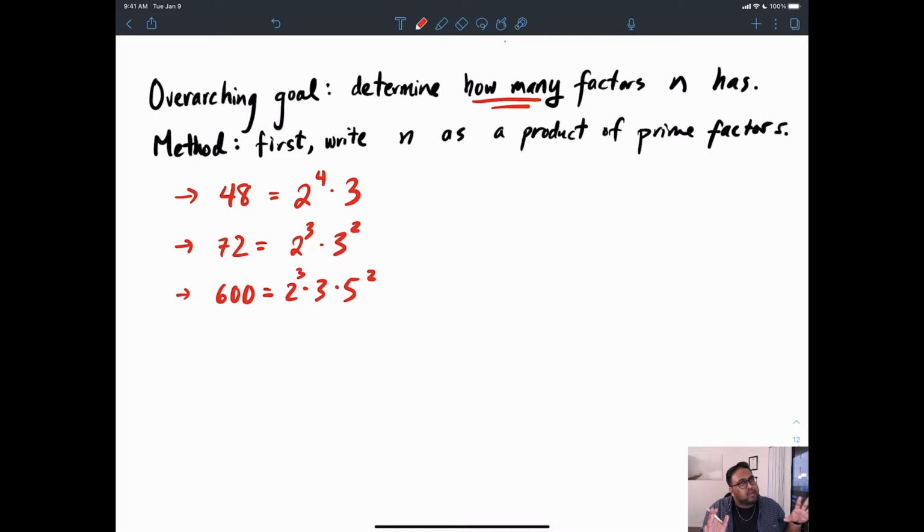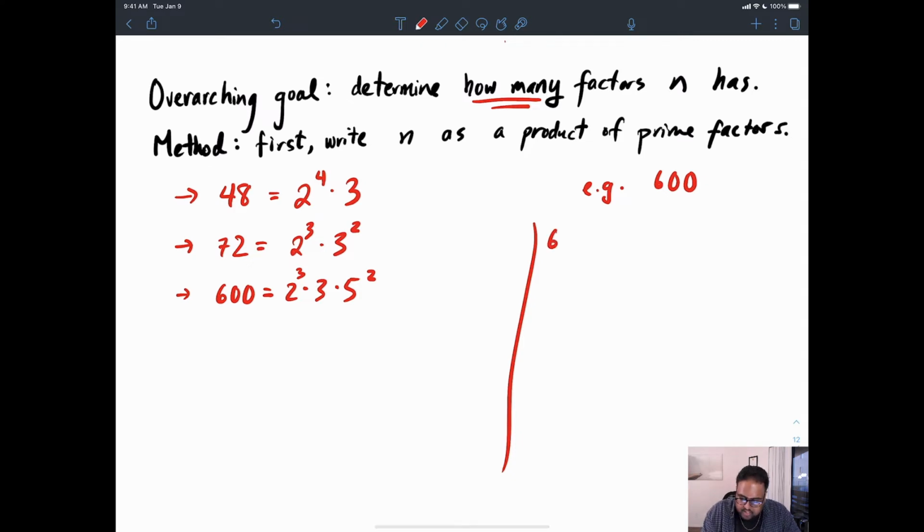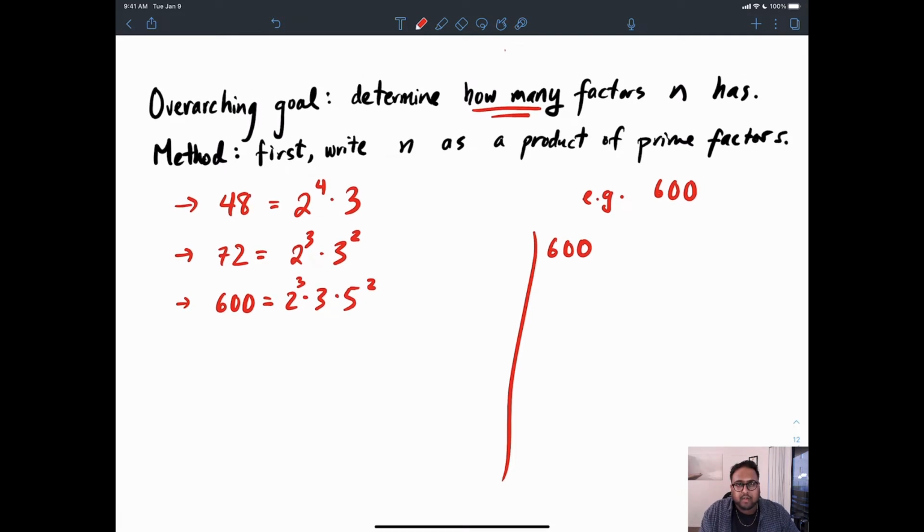But first, let me show you how to actually compute the prime factorization of a number, because for these 3 examples, 48, 72, and 600, it seems like I just came up with them magically. There's a systematic way that you can determine the prime factorization of any number. Let me walk you through it. Let's use 600 as an example. The way I like to do it is by writing a vertical line here and putting 600 at the top right. What I want to do is repeatedly find the smallest prime number that is a factor of n. In other words, I want to find the smallest prime number that evenly divides n.